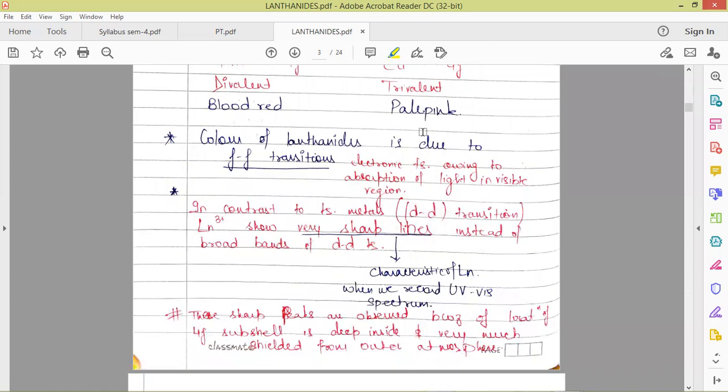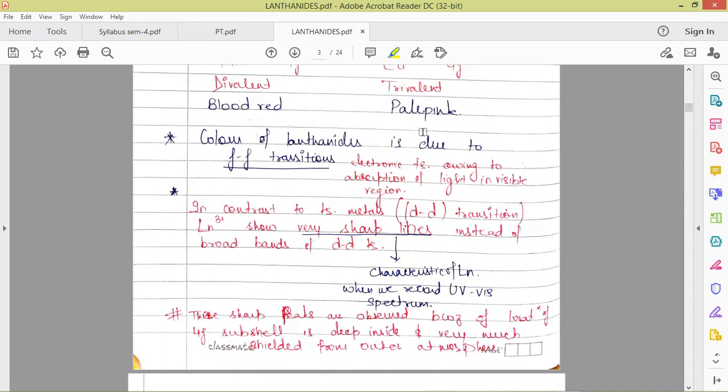Next we have the color of lanthanides. So why are lanthanide ions colored? Their color is due to f-f transitions. So what are f-f transitions? Actually, these are electronic transitions due to absorption of visible light. Energy is required for such transitions, and that energy which is absorbed falls in the visible region.